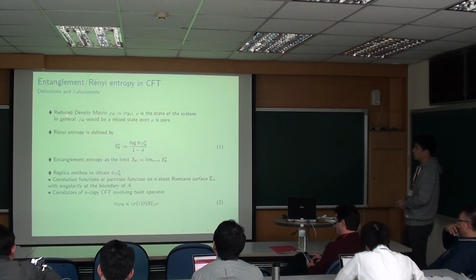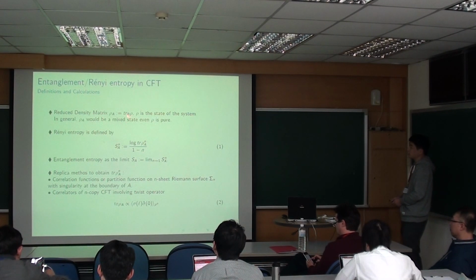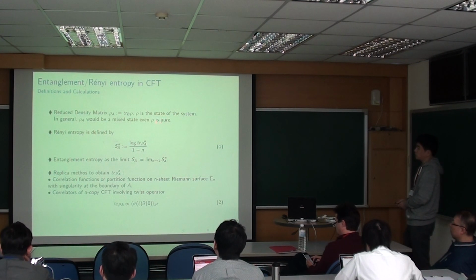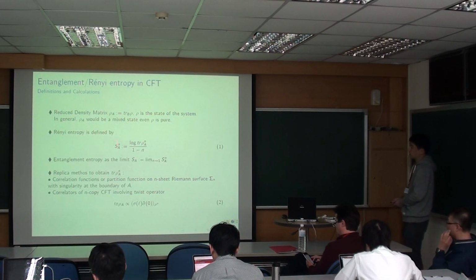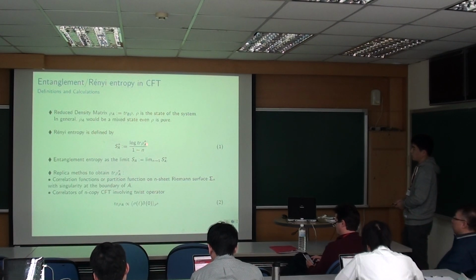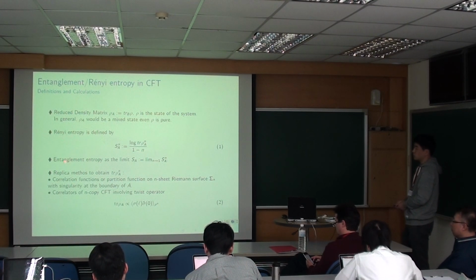First, we should define the reduced density matrix of some subsystem. Here, B is just the complement of A. We just consider a specific region. Here, rho is the state of the system. Even if rho is pure, rho_A may be a mixed state. The Renyi entropy is defined like this. This trace of rho_A to the n is the one that we want to calculate. If we know the Renyi entropy, then the entanglement entropy is just its limit.